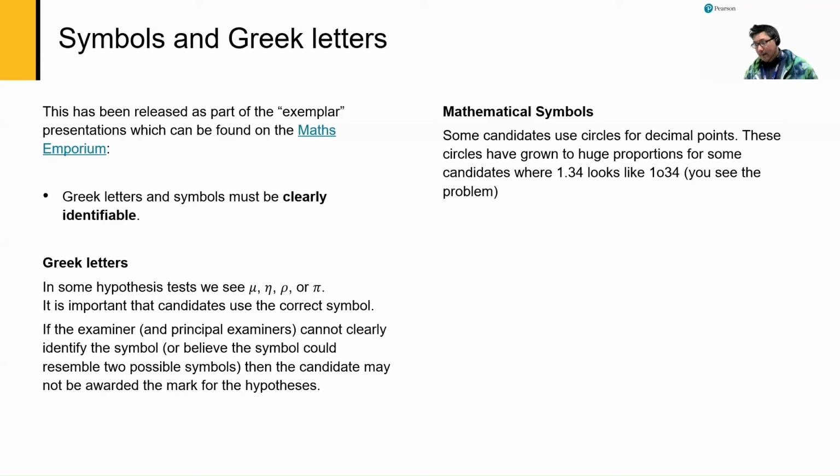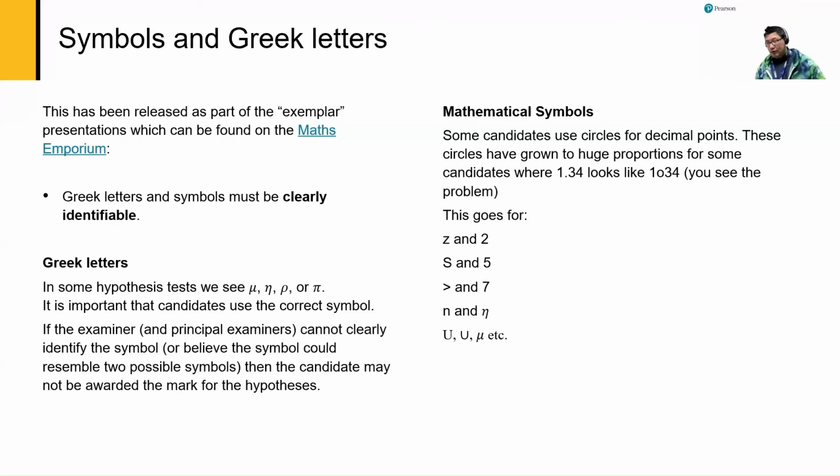Mathematical symbols are another one. I found this one relatively funny until you realise that students didn't get the marks for this. Some candidates like to use circles for decimal points, and in recent years some of those circles have grown to very large proportions. So 1.34 now looks like one circle, and you can see the problem. That 1.34 now looks like 1034, and that's not right. If you have any students that write circles as a decimal point, I would try to discourage them from doing that, because it's not very readable.